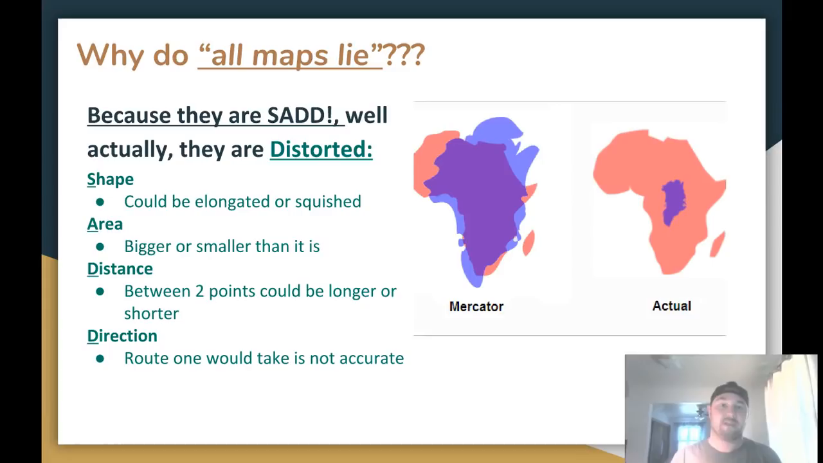So again, why do all maps lie? Remember, all lie, it's because they're SADD, all right? Shape: sometimes the shape can be distorted. Instead of looking like a long country, it could be short and kind of wide. Area: where you basically take the size of it and make it much smaller or much bigger. Distance between two places can also be distorted.